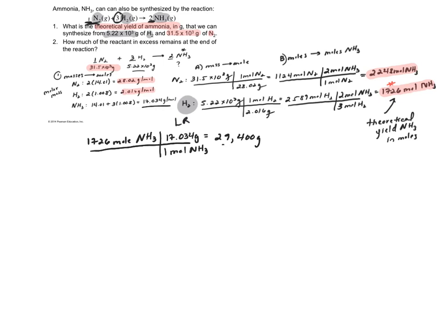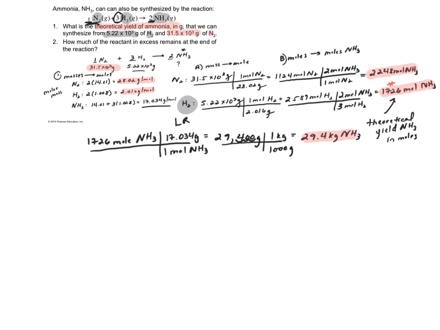right? So there are 1,000 grams in every 1 kilogram. And so I'm essentially just going to move the decimal place 1, 2, 3 places to the left. That's going to give me 29.4 kilograms of NH3. And so that is the answer to part 1.